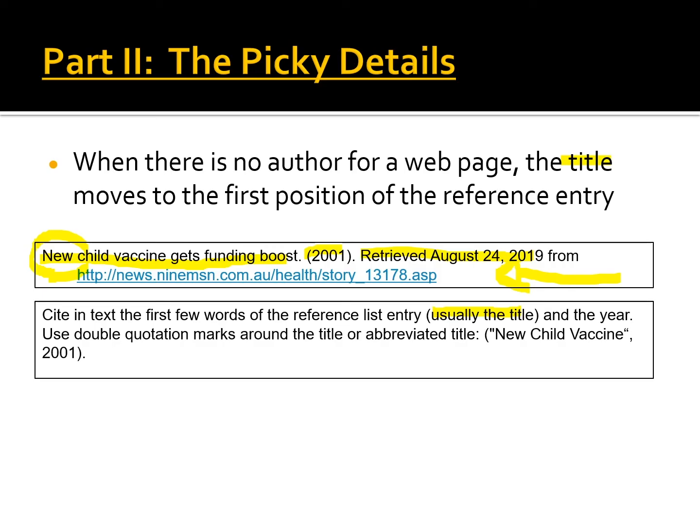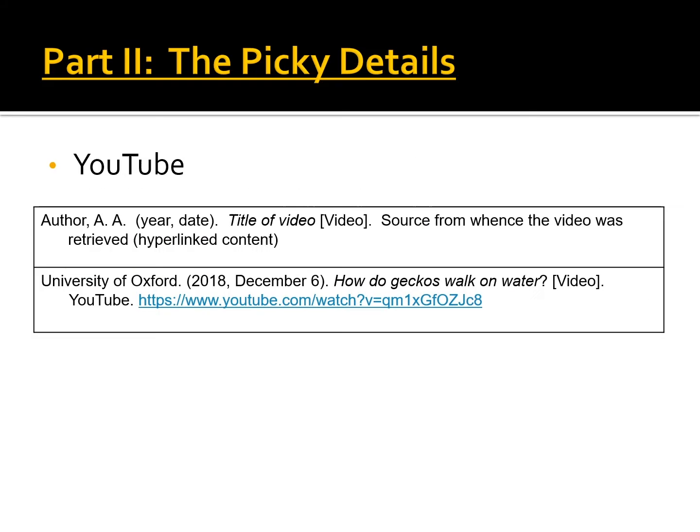In the text, I would cite the first few words of the reference list entry, and this is, of course, usually the title when there's no author, and the year. So, for instance, let's say I said something about vaccines. Then in brackets, I would put "New Child Vaccine." Notice that I put quotation marks around that to specify that this is not an author, but the title of the article. And then I put the year, 2001.